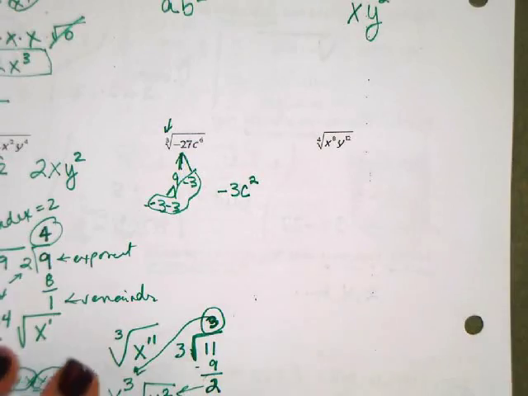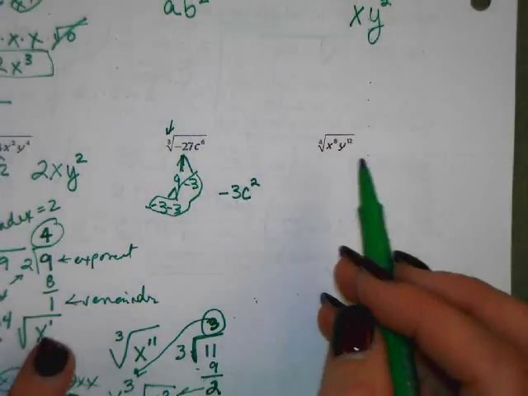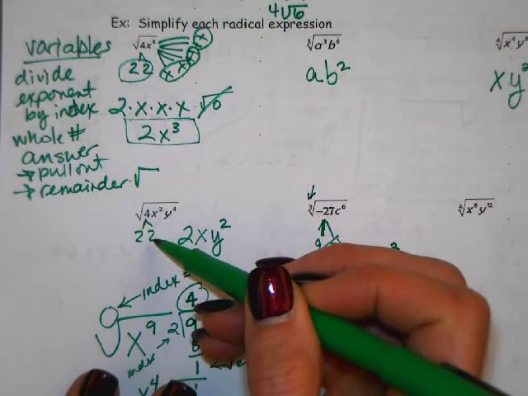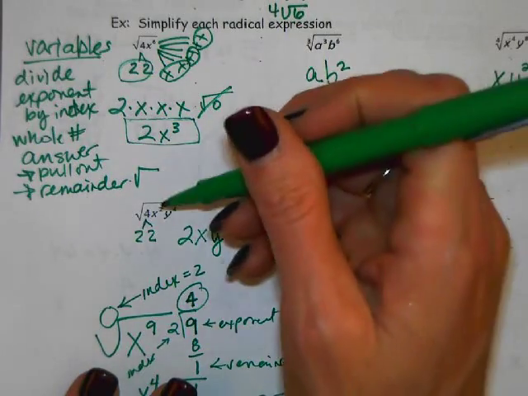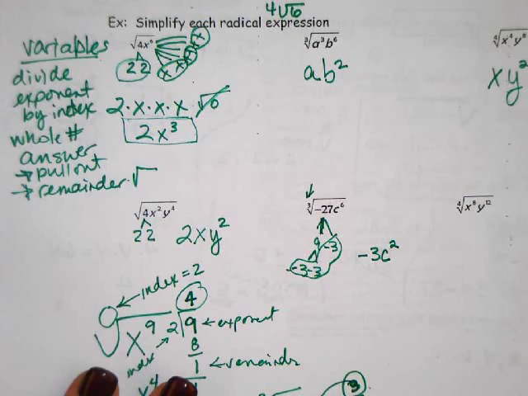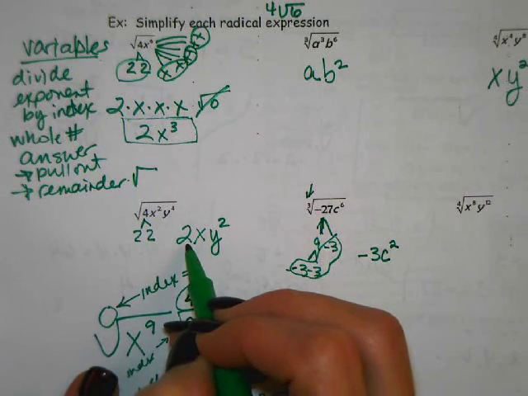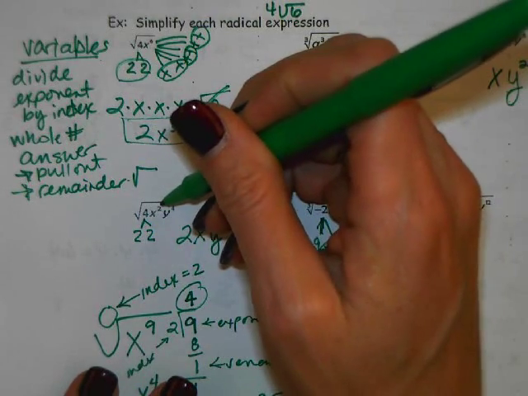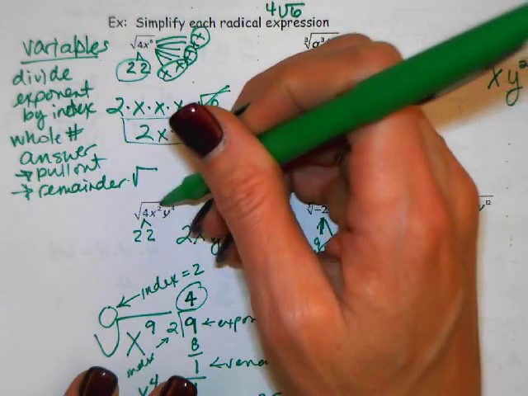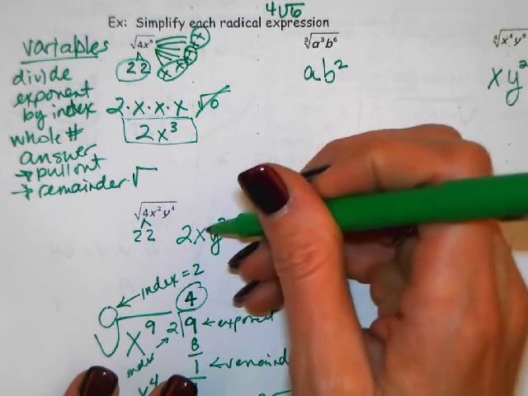Could you move over the 4x squared one? This one here? Okay. So I take my 4 and I break it down to 2 and 2, right? My index is 2, so I'm looking for pairs of 2 of a kind. I have to have 2 of a kind to pull a number out. I have 2 2s, so that becomes a 2. Then I look for x squared. I take my exponent divided by my index, so it's going to be 2 divided by 2, which is just 1. So I pull out a 1x, or x to the 1.